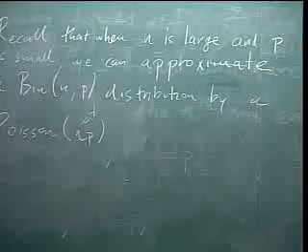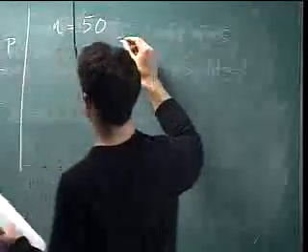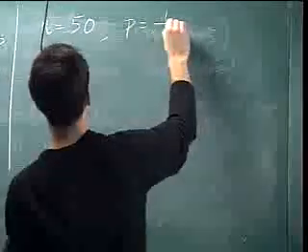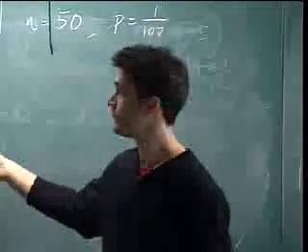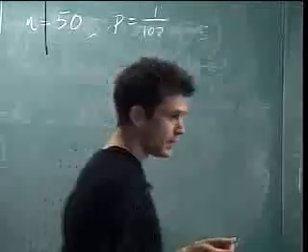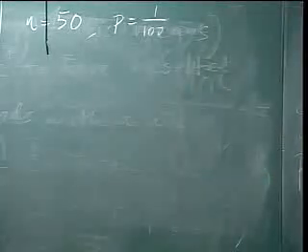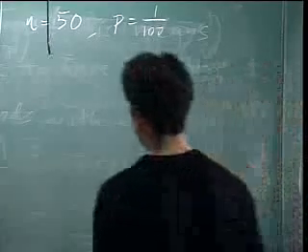Okay, so if you buy a lottery ticket in 50 lotteries, so in our case, n is equal to 50, which is pretty big. p is equal to 1 over 100, which is pretty small. So we can apply this fact. So what is the probability that you will win a prize at least once, exactly once, at least twice?